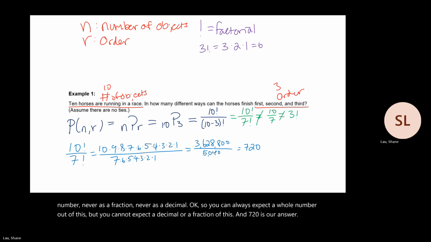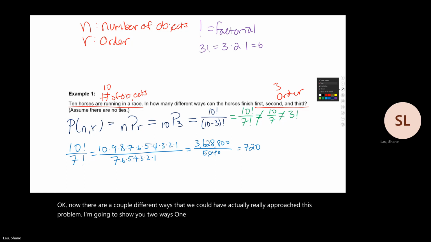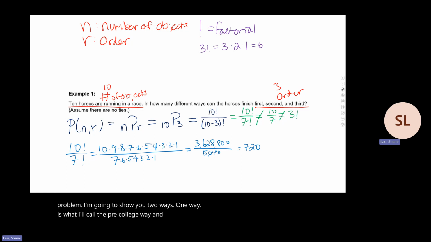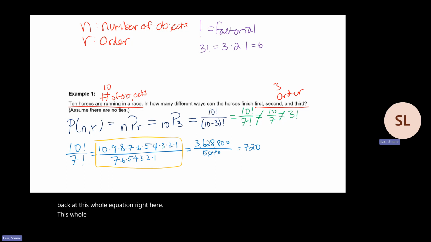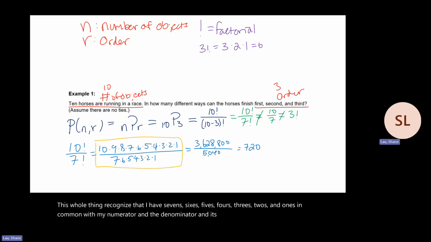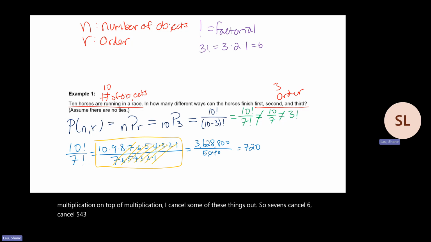Okay. Now, there are a couple different ways that we could have actually approached this problem. I'm going to show you two ways. One way is what I'll call the pre-college way. And the pre-college way is identifying that, if I look back at this whole equation right here, I have 7s, 6s, 5s, 4s, 3s, 2s, and 1s in common with my numerator and the denominator, and it's multiplication. Because it's all multiplication on top of multiplication, I can cancel some of these things out. So 7s cancel, 6 cancel, 5, 4, 3, 2, and 1 will cancel.